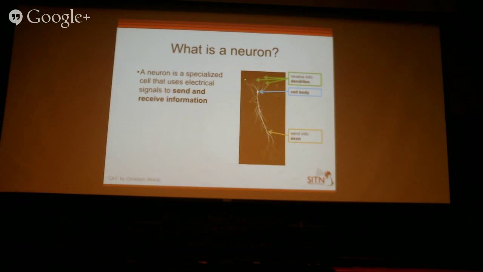And they tend to be near the cell body, but the shape of all neurons are different. And then the cell body has all the regular things that cells in your body have. There's a nucleus with DNA, etc. And then the axon is what sends the information down the line to the next neuron or possibly a muscle that it synapses onto. Synapse is a connection between neurons.